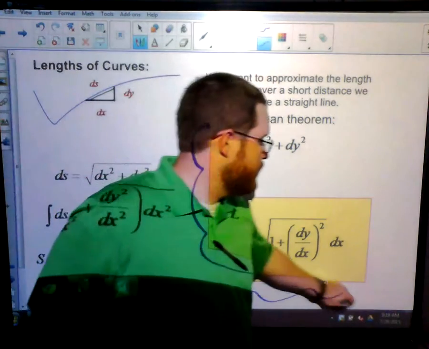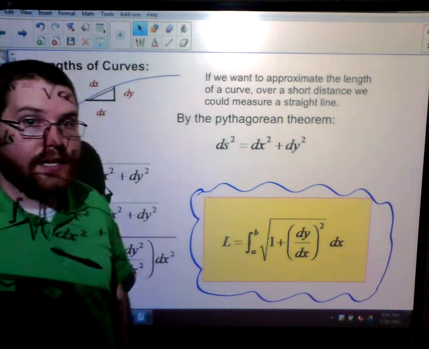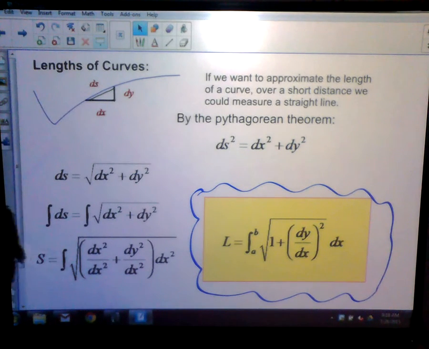Remember this formula. This is your arc length formula. You'll be expected to know it on the AP test and on quizzes and tests in my class. So memorize it. It's the integral from a to b of the square root of 1 plus the derivative squared.